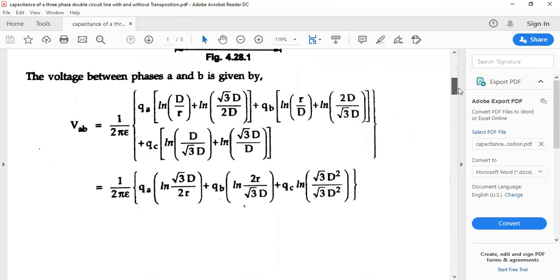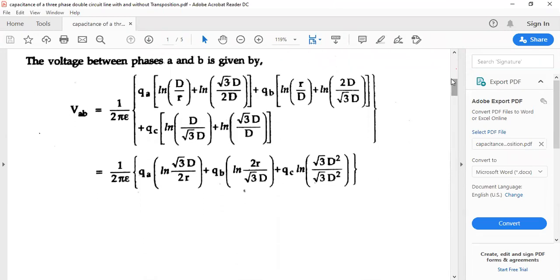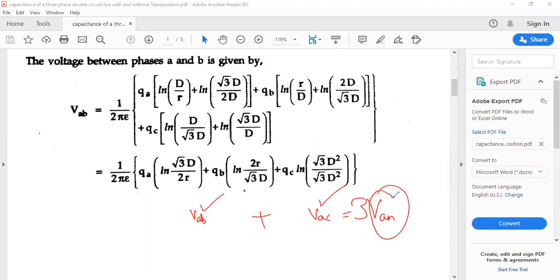So what you need to find out is, you have certain steps given there as VAB, next VAC, and VAB plus VAC is equal to 3 VAN. So first let us find out what is VAB, what is VAC, and next you can find out what is VAN from here. And after finding out VAN, you can find out CAN as QAN divided by VAN.